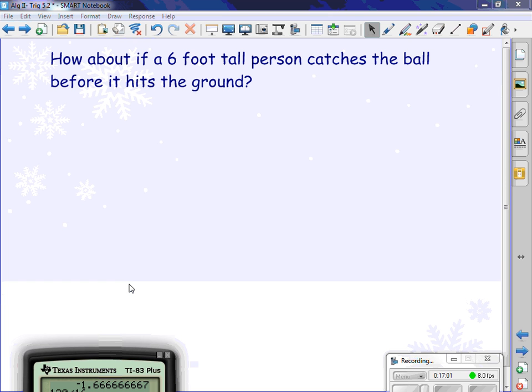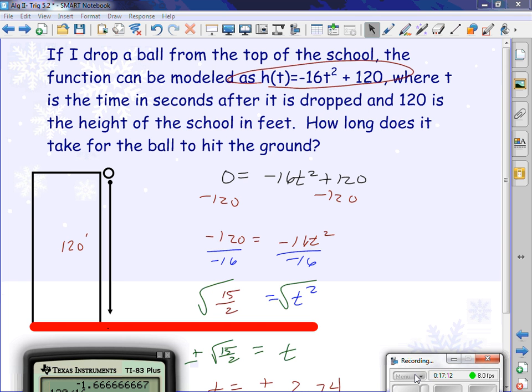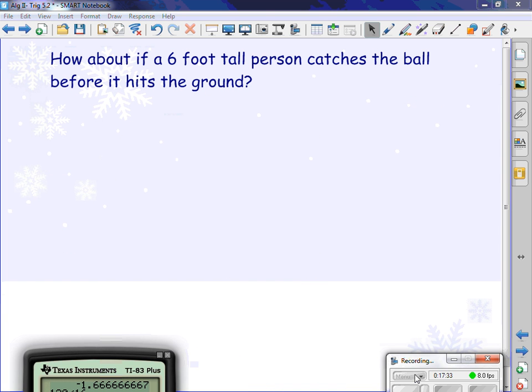How about if a 6-foot tall person catches it? What's the difference between this one and this one? Okay, it's falling 114 feet. Or, what's the other way to think about it? Instead of falling 114 feet, my height here is going to be 6. So instead of 0, it's going to be 6 equals negative 16t squared plus 120. Which, when you move that over, you can still get your 114.